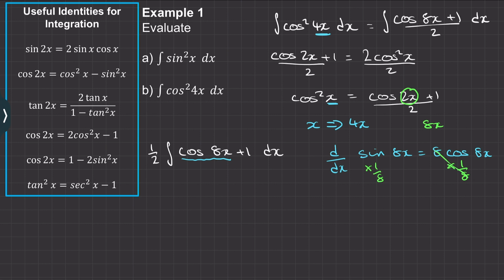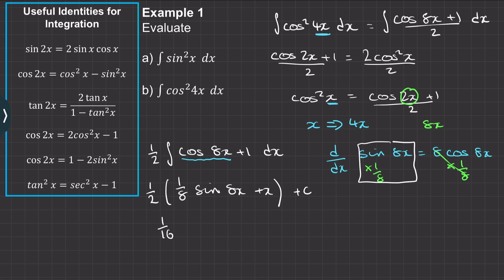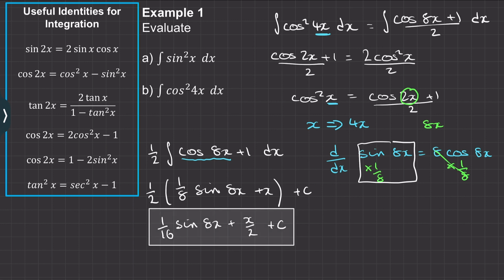So we can write this in our integral. We have 1/2 of the integral of cos 8x, which we know is 1/8 of sine 8x, plus the 1, which we integrate with respect to x, and we get x, plus the constant c. So finally, we can expand out these brackets and we get the integral is 1/16 of sine 8x plus x over 2 plus the constant c. Okay, let's try one more question.